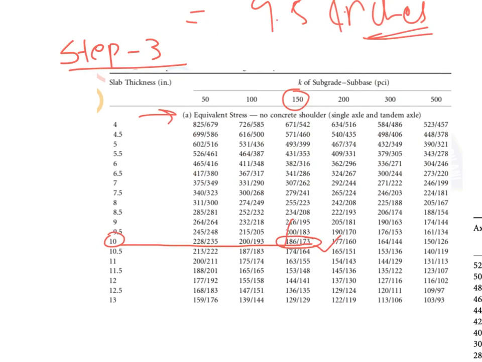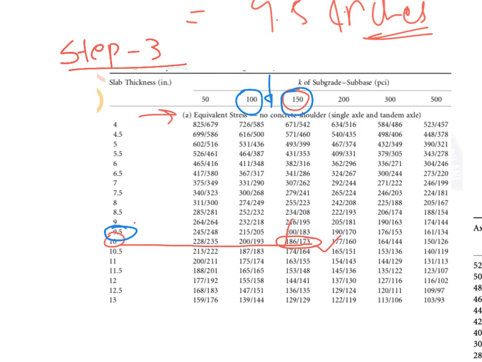For this, you will require the equivalent stress table. So you already know that the slab thickness you have assumed is 9.5 and K is given to you as 130. So now 130 comes in between 100 and 150. So you need to do some interpolation.